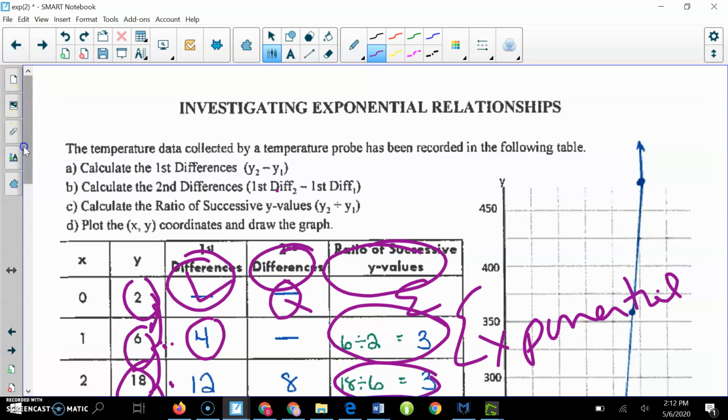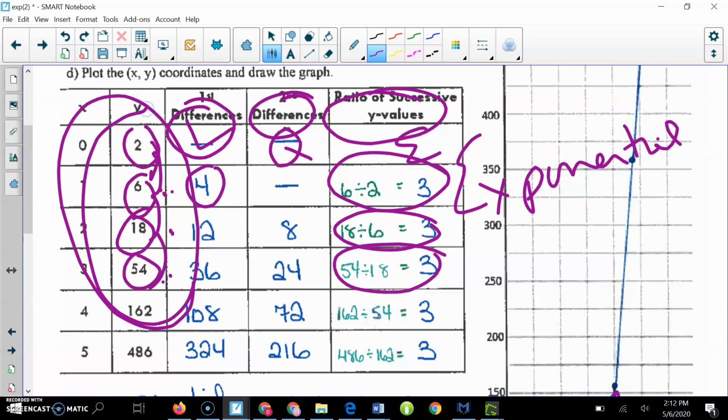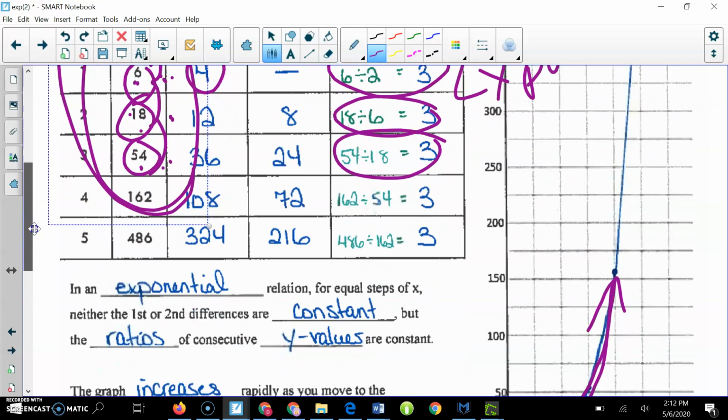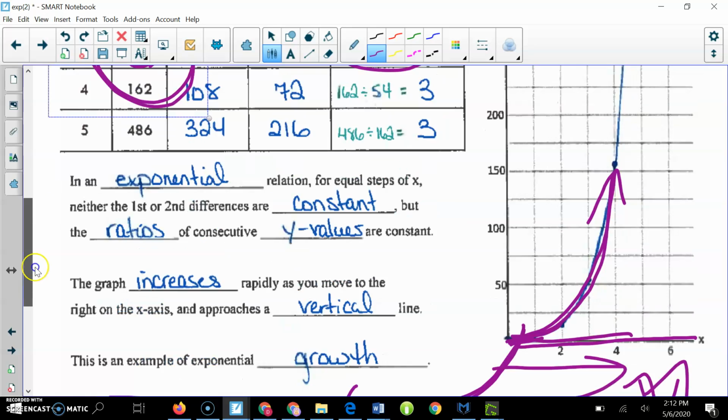1, ratios. Are the ratios consistent? Not first differences, not second differences, but are these numbers here growing by the same ratio? 6 divided by 2, 18 divided by 6, 54 divided by 18: 3, 3, 3, 3, 3, exponential. Is the shape kind of like this? If it is, exponential, okay?